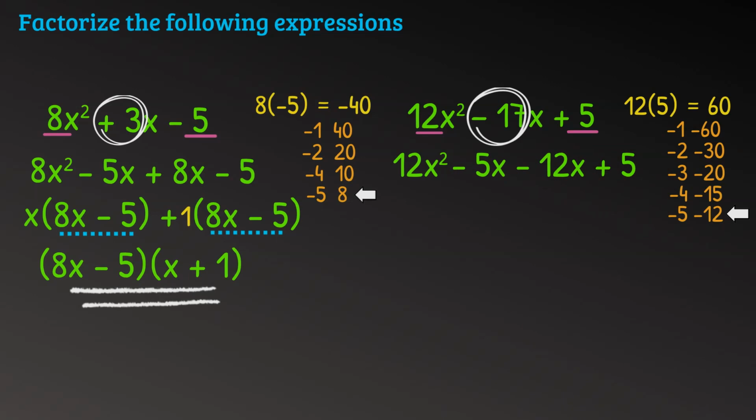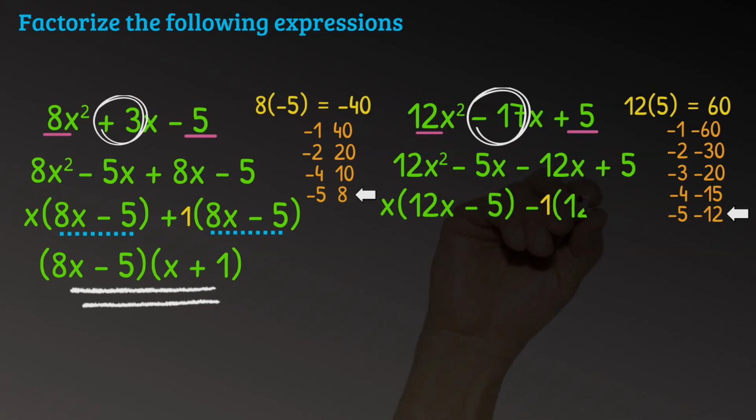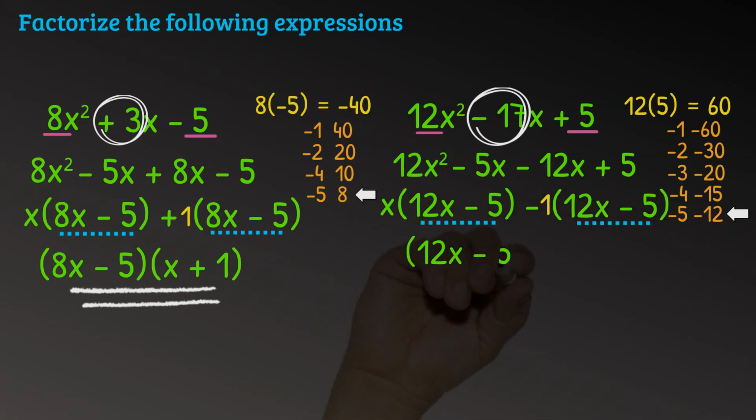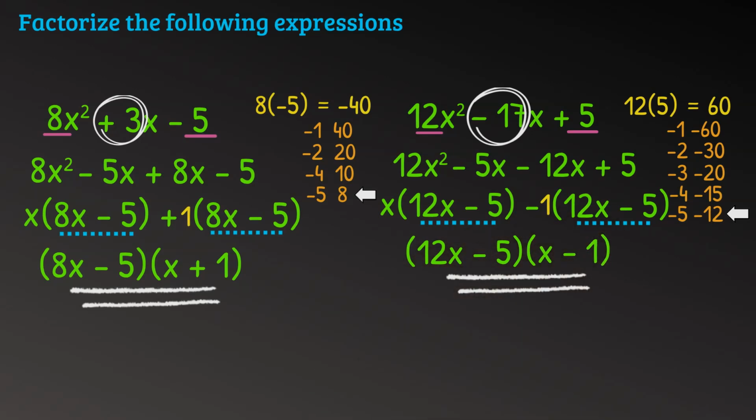Looking at the first two terms, we can take an x outside the bracket and multiply it by 12x minus 5. Looking at the second two terms, we can take an invisible 1 outside a bracket and times it by 12x minus 5. Then 12x minus 5 becomes the first bracket of our solution and it's multiplied by x minus 1.